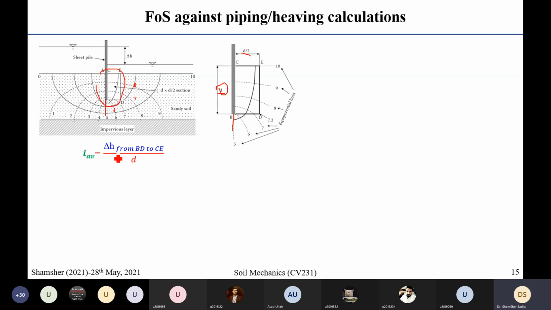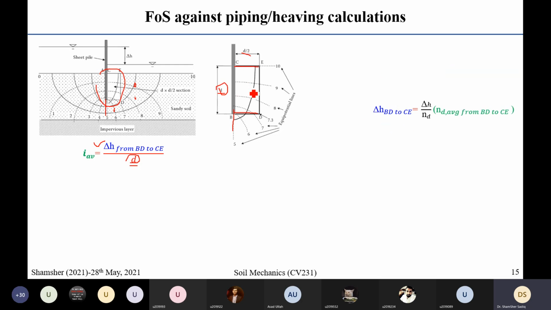Now i average we have to calculate, and you know the hydraulic gradient is basically dH divided by d. So the head loss divided by the distance over which the head loss happens. The head loss is from BD, from this depth to this depth. So we have to look at the hydraulic gradient in this range, calculating this head loss and dividing it by d. Small d you already know, but you do not know the head loss from here to here on this wedge. So let us see how to calculate that.